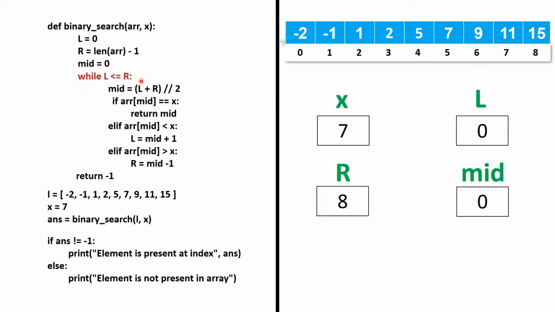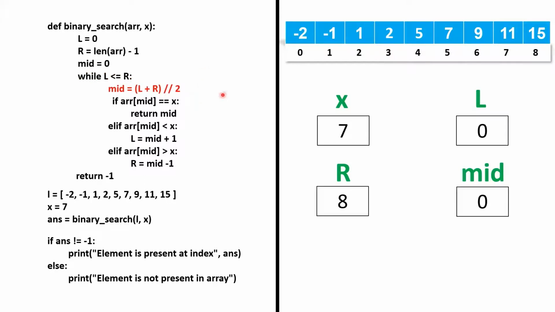Then we have a while loop: while L less than or equal to R. What this line tells is that if L crosses R, it means the value we are searching for is not in the array. It won't make sense now, but you will catch on as we go further.